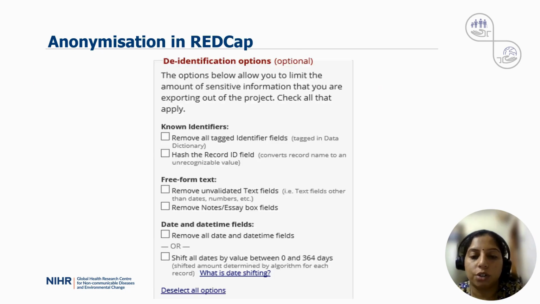This is a screenshot from REDCap. When you're extracting the data, REDCap provides us with de-identification options. You can use these options below, the checkboxes. Apply as per your requirement, which will help you remove the identifiers before you share or extract the data.